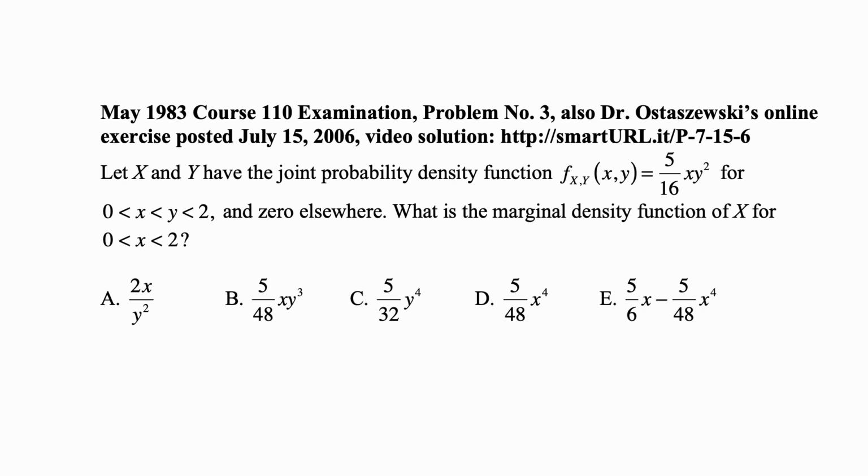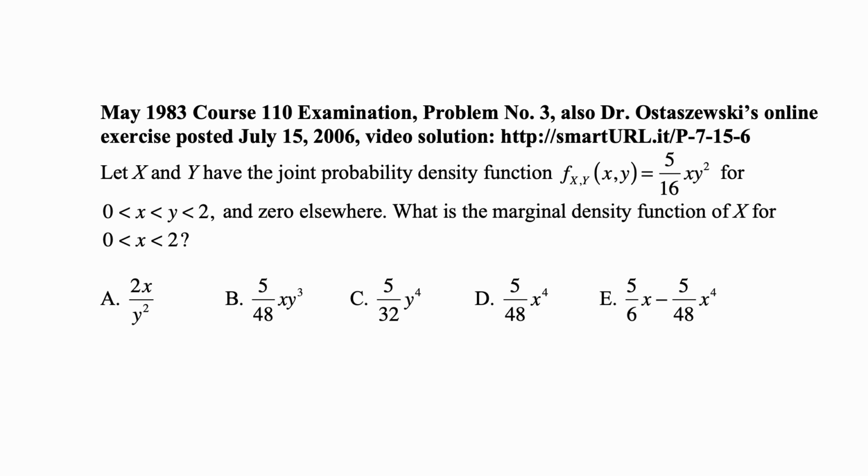Here is a problem for today for exam P on probability. Let X and Y have the joint probability density function f sub XY of x, y equal to 5/16 x y squared for 0 less than x less than y less than 2, and 0 otherwise.